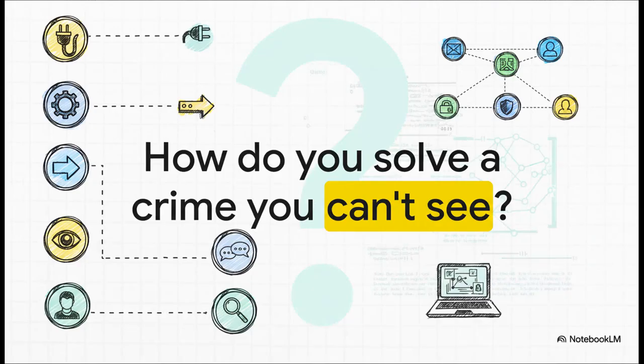And that really is the million-dollar question, isn't it? How in the world do you solve a crime you can't physically see? The scene is nothing but network traffic, billions of bits zipping back and forth. It's this chaotic, invisible storm. But hiding in all that chaos is a story. The story of exactly what happened, who did it, and how they pulled it off.